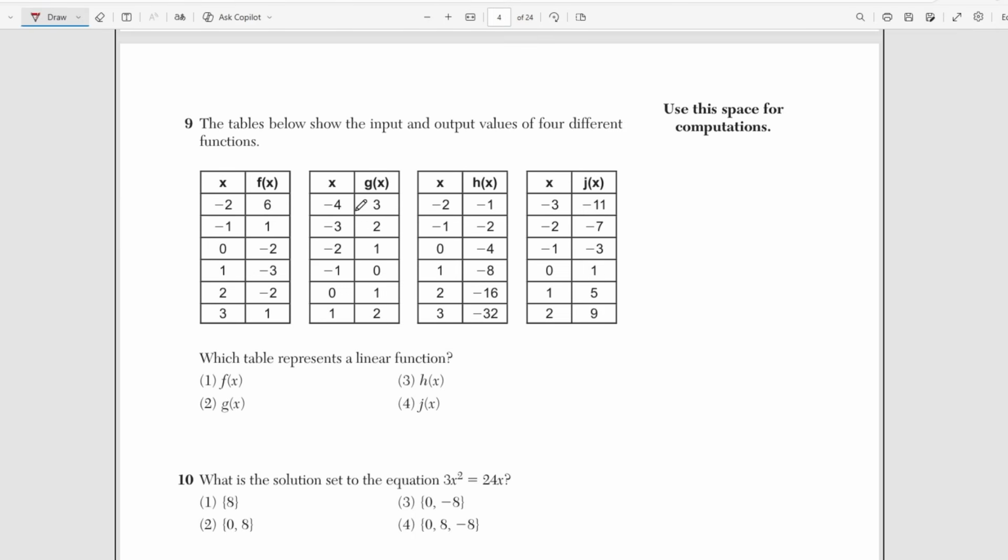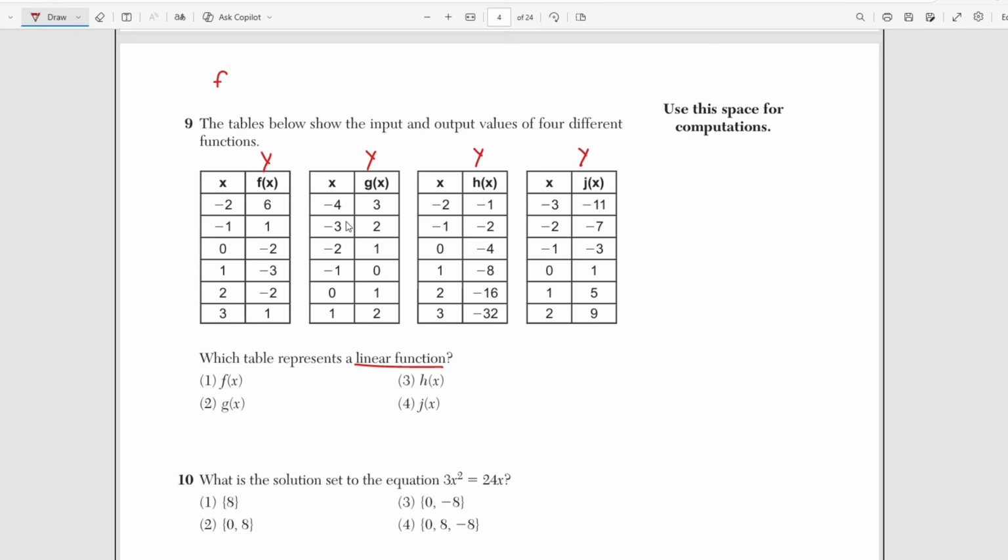Number 9 asks, the tables below show the input and output for 4 different functions. Which table represents a linear function? So in a linear function, you're going to have the same rate of change for the y value, okay? So in this case, f of x, g of x, h of x, this is all the same thing as just saying y, okay? And in a linear function, this y value is going to change by the same amount.